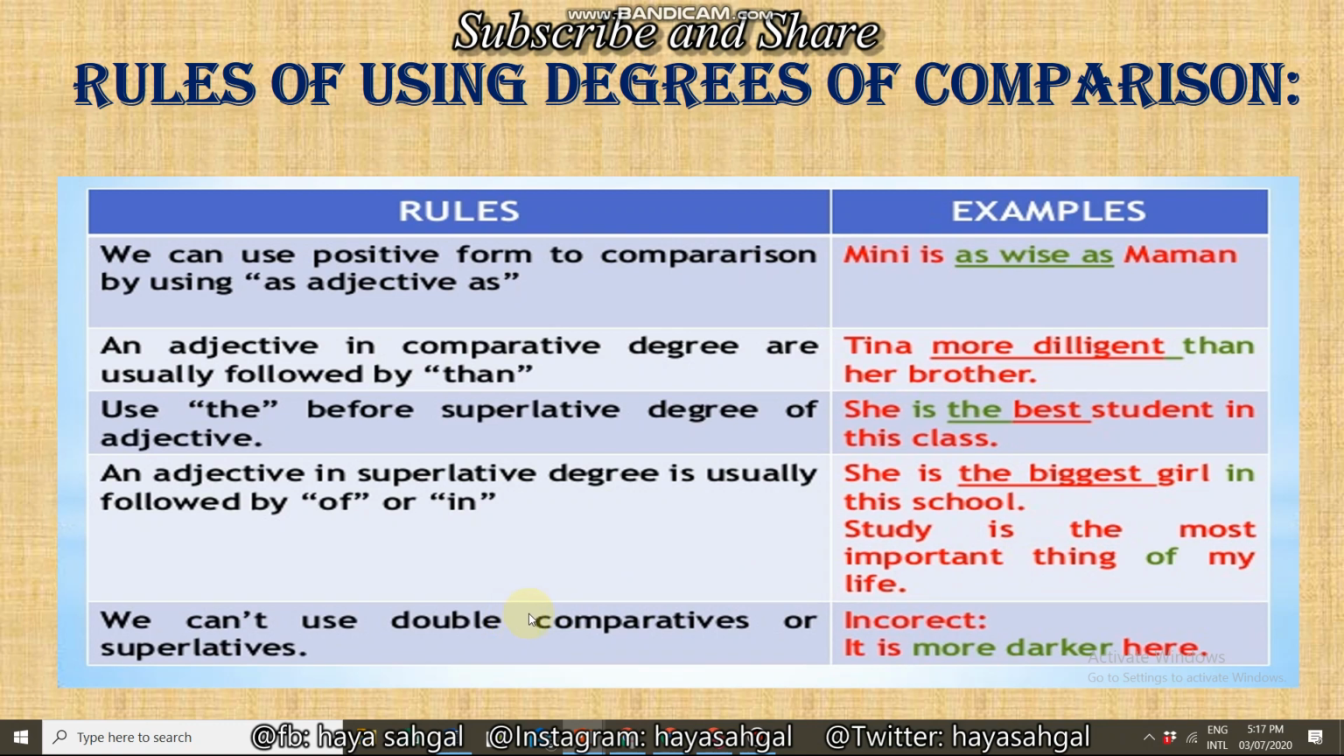The last rule is that we cannot use double comparatives or superlatives. It means we cannot say more darker. Here we are using two comparatives. How? Darker is comparative. Dark is actually the positive form, and when we add er, darker, that is comparative. Then we cannot use more with it. More is another form of the comparative degree. So we will use just darker. So remember, guys, that in the comparative degree we add er after the positive form of the adjective, or we add more to make the comparative degree.